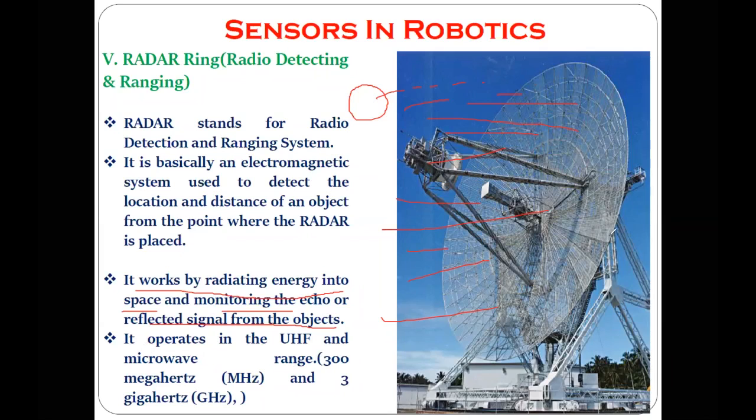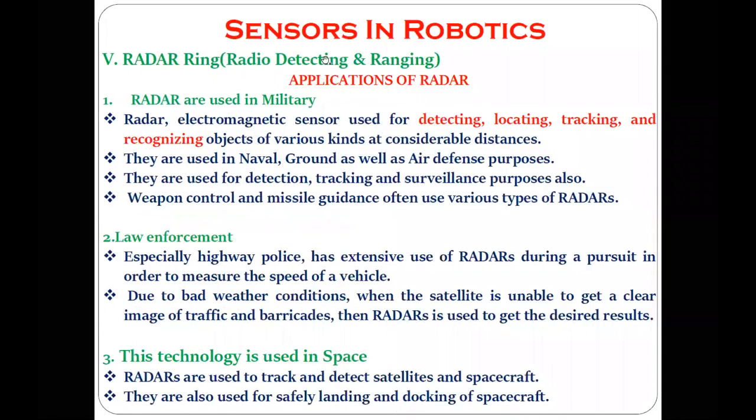The operating frequency of radar is very high as compared with the sonar. That's why it is more popular than sonar. It operates in the ultra high frequency and microwave range, from 300 megahertz to 3 gigahertz. That is the ultra high frequency range where radar can be utilized for detecting and locating objects.